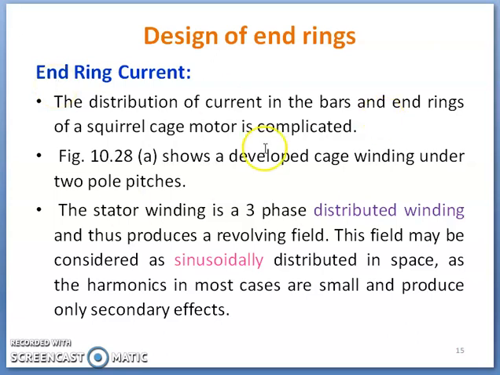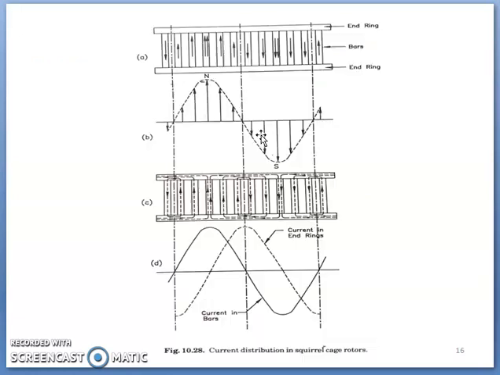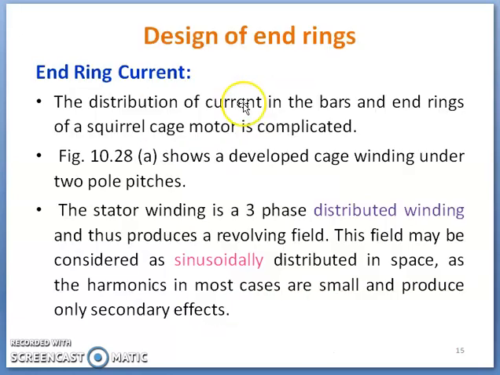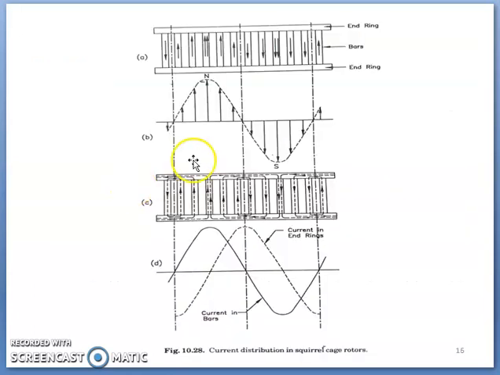First we will focus on the end ring current. The distribution of current in the bars and end rings of a squirrel cage motor is very complicated, because depending upon the position of the rotor bar, whatever EMF is induced in the bar, and depending upon the resistance of the end ring, the sinusoidal variation in the EMF will get distorted in some cases. Here the figure shows the developed cage winding under two pole pitches.